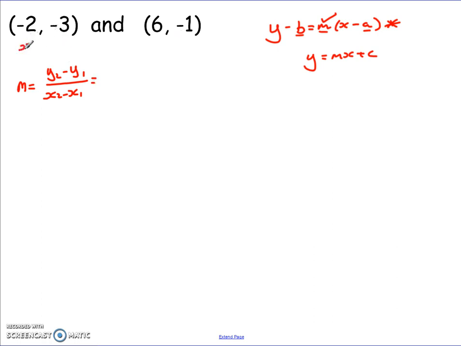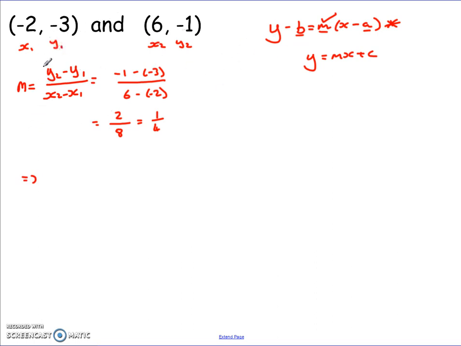So if I said this point here was (x1, y1), and this point here was (x2, y2), what I'd end up getting is (-1 - -3) over (6 - -2). -1 take away -3, minus minus becomes a plus, so it's -1 + 3, which gives me 2, and then 6 take away -2 gives me 6 + 2, which is 8. So I get 2 over 8, which simplifies down to a quarter. So what I can then do is pick either of these 2 points, plug it all together, and I should get the same answer regardless.